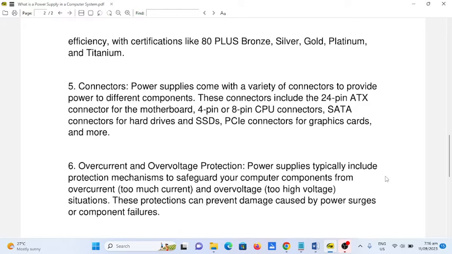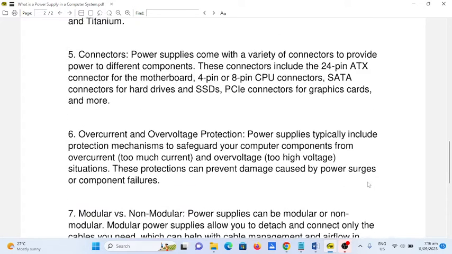Number 5, connectors. Power supplies come with a variety of connectors to provide power to different components. These connectors include the 24-pin ATX connector for the motherboard, 4-pin or 8-pin CPU connectors, SATA connectors for hard drives, SSD, PCIe connectors for graphics cards, and more.